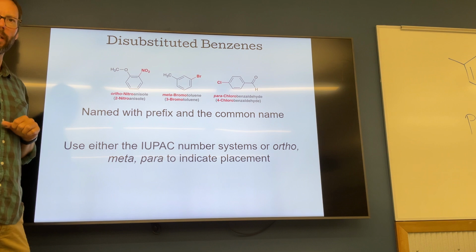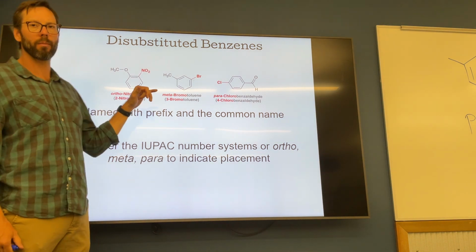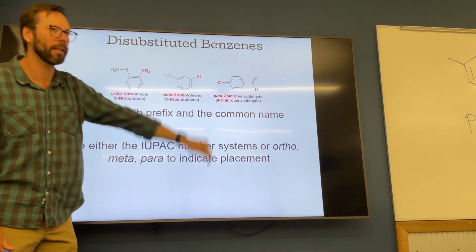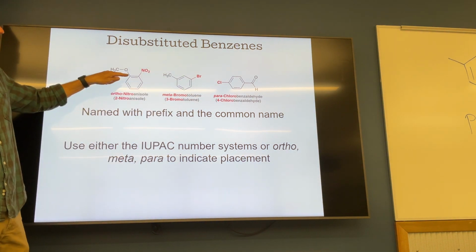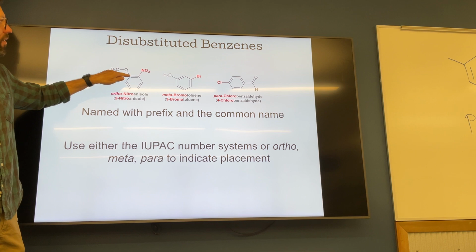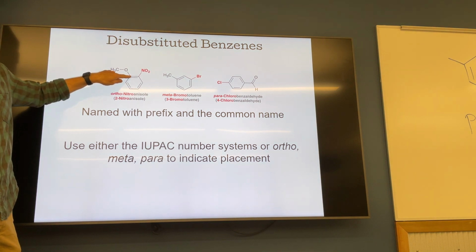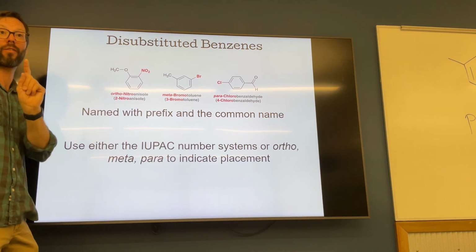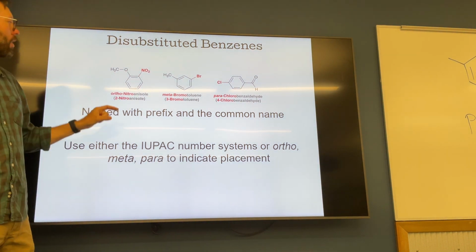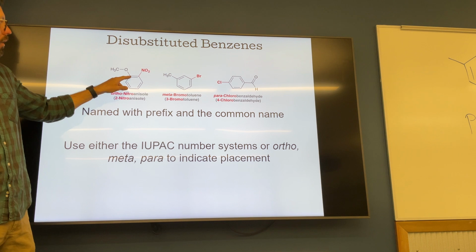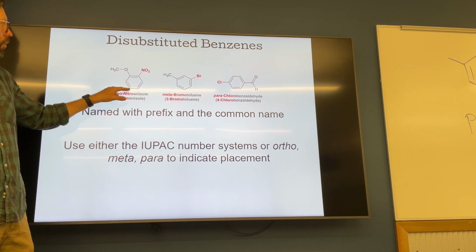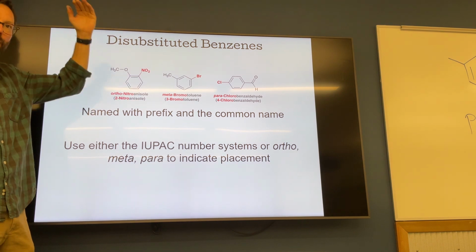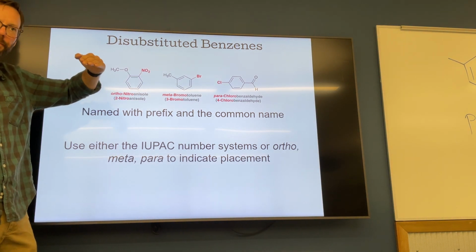Now, the other way to do it would be to use numbers, right? So instead of using the ortho, meta, para, we would have this be number 1, because this is part of that parent name. So it gets the first designation, right? So then that means we're not going to go 1, 2, 3, 4, 5, 6, because as you have all learned, you want to keep the numbers as low as possible.